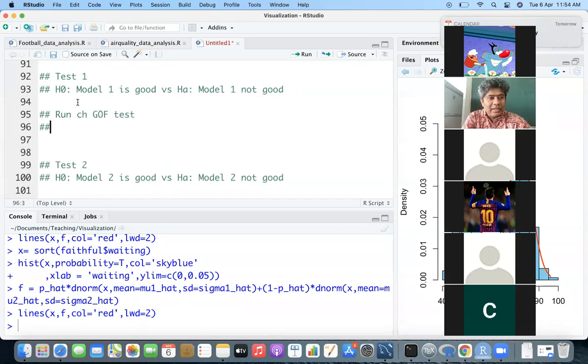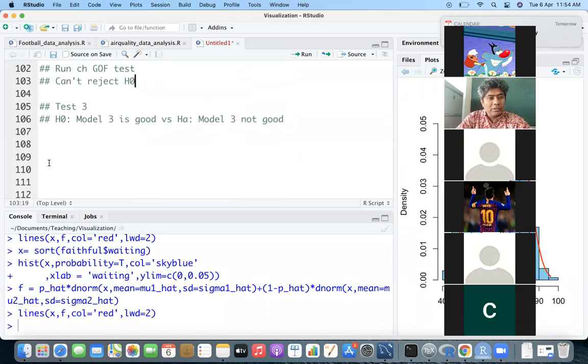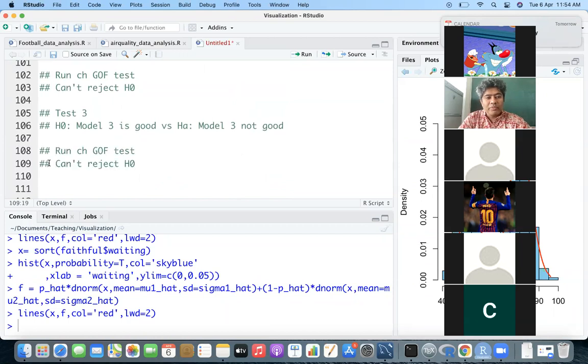Suppose it says we can't reject H naught. The same thing happened with test 2, and the same thing happened with test 3. Suppose this is the situation. Now what will you do? Now you have 3 equally good, useful models. One useful model is good enough. The question is, which one would you like to use?